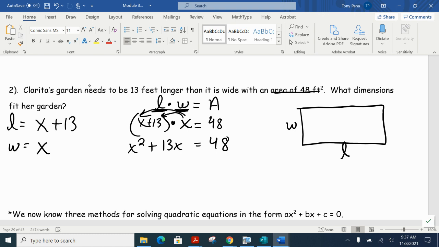We really want the right-hand side to be a 0. So to make that happen, subtract the 48 over. And then we get the 0 like we want. But then write it in the correct order. We want X squared first, then your 13X, and then the constant last.